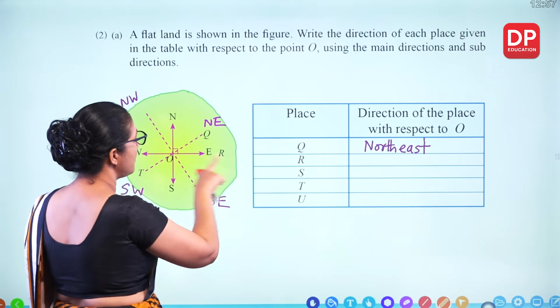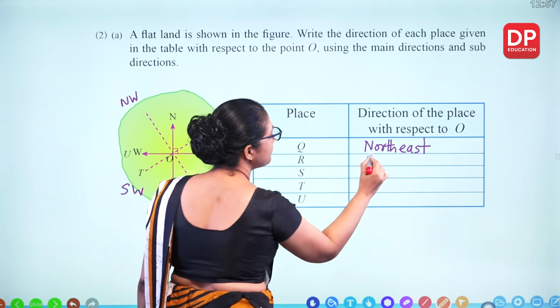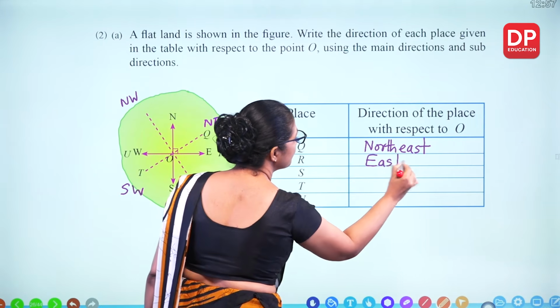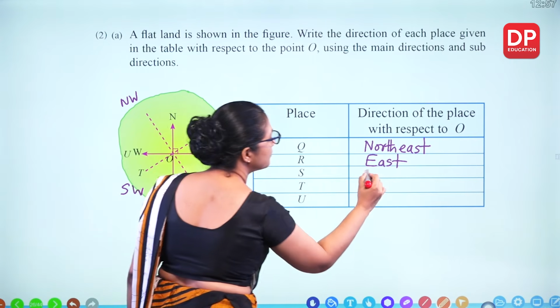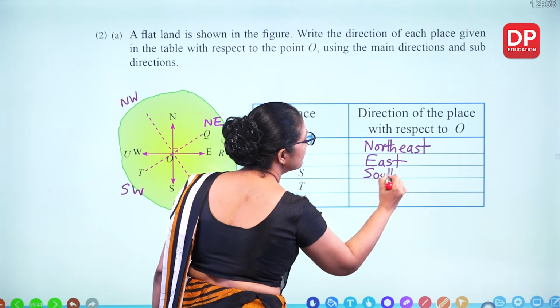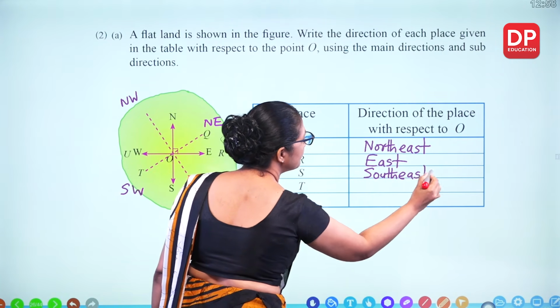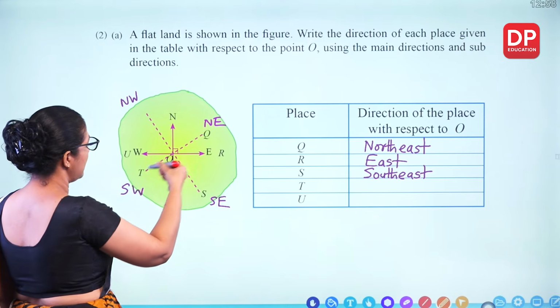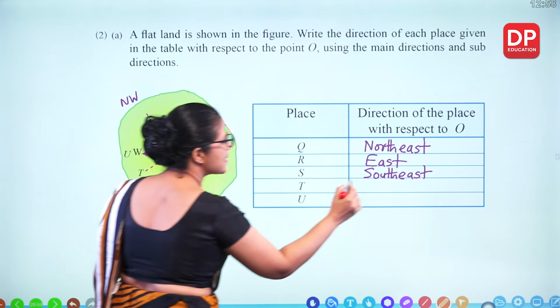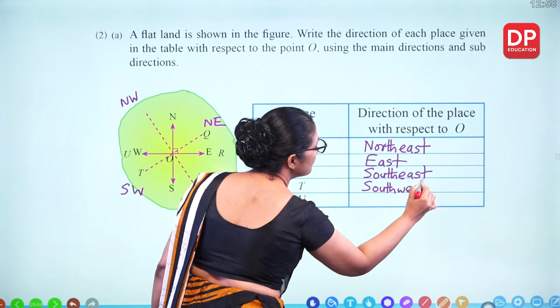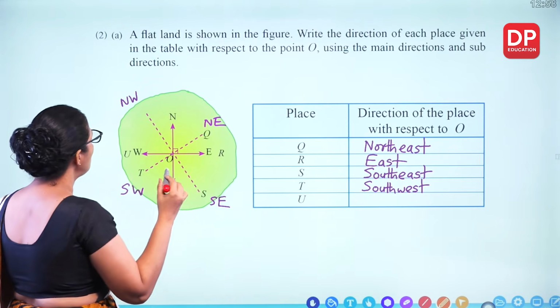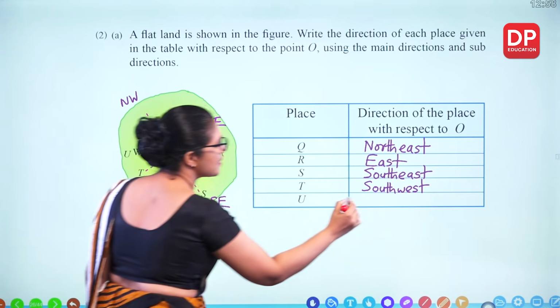R, that's towards east. S is southeast. T, that's southwest. And U towards west.